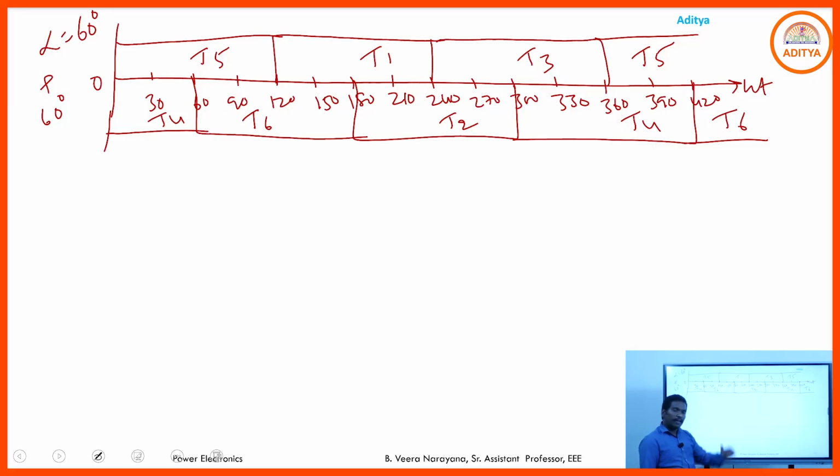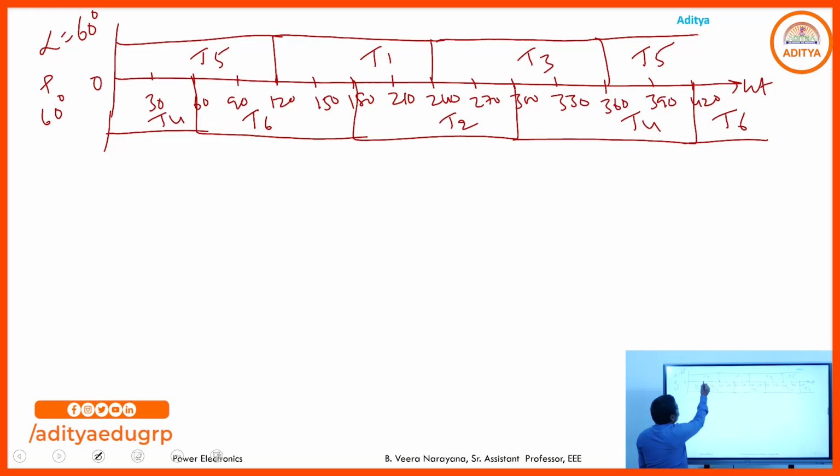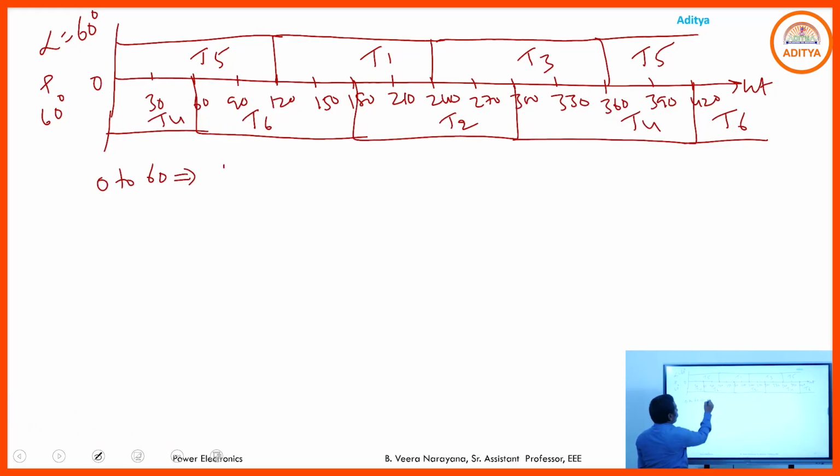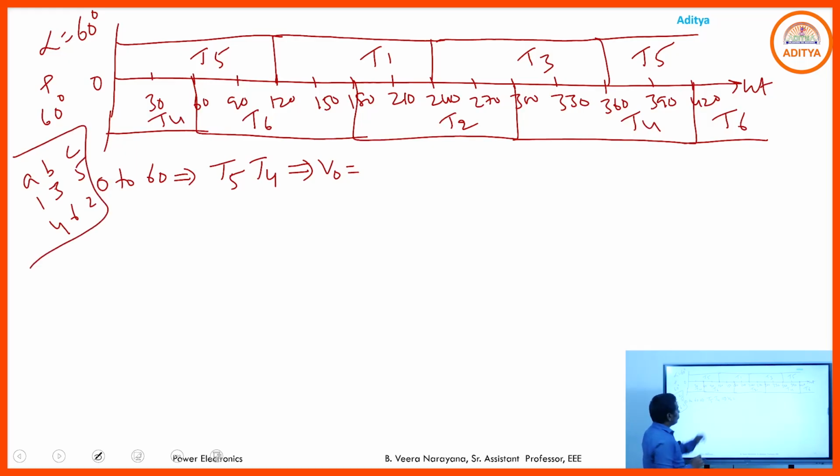Once you finish the timing diagram, then you write the voltage table. See this, 0 to 60. Which ones are in the on state? T5, T4. First you tell the positive group, next the negative group. If T5, T4 are in the on state, what is V0? Again you draw the simple one. So 5, 4: 5 is phase C, 4 is A. Then V0 is equal to VCA.